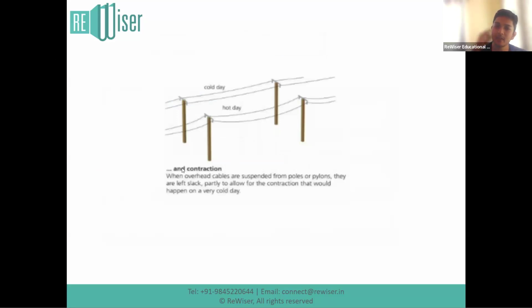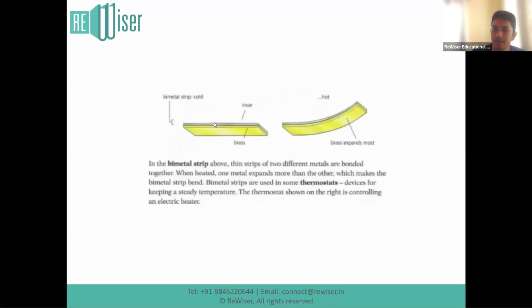Again, here's another example of thermal expansion being taken into account for a practical use. Here the overhead cables are suspended from poles or pylons. They're left slack. You might have noticed this. They are left slack partly to allow for the contraction that would happen on a very cold day, and subsequently the expansion, which causes more slacking on a hot day.